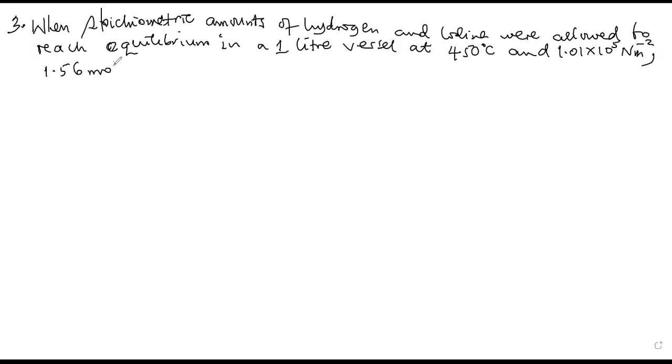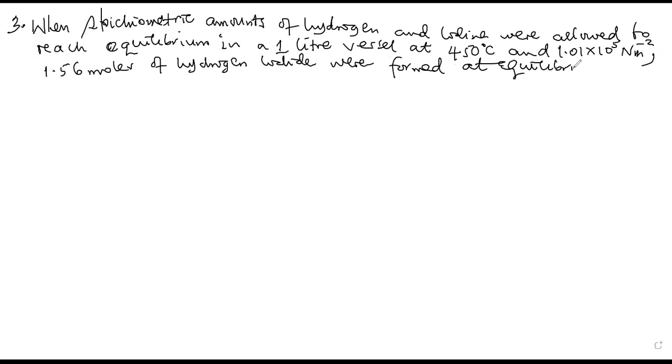1.56 moles of hydrogen iodide were formed at equilibrium. Calculate the equilibrium constant Kp. Now we need Kp.